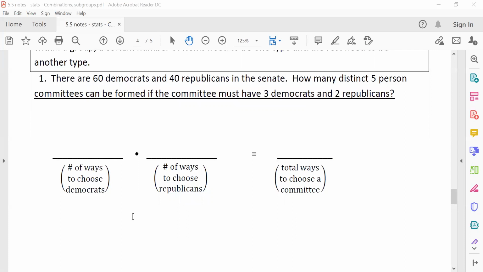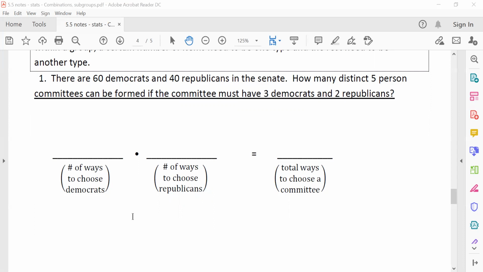Let's say there are 60 Democrats and 40 Republicans in the Senate. That's actually not true. Right now, the Republicans hold a Senate majority. There's more Republicans than Democrats, and who knows how that's going to shake up after the upcoming election here in a week or 9 days, I believe. But anyways, let's say there's 100 total people in the Senate.